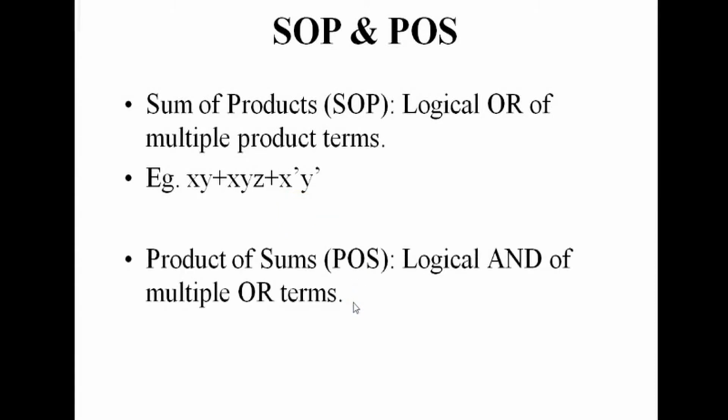The product of sums is the logical AND of multiple OR terms. For example, (x plus y) into (y dash plus z) is an example of a POS expression, because x plus y is a sum term. Similarly, y dash plus z is a sum term, and when you take the product of these two sum terms, it becomes the product of sums, or the POS expression.